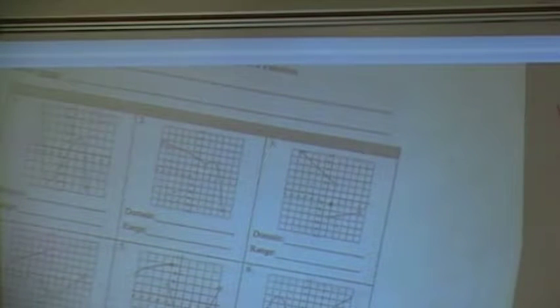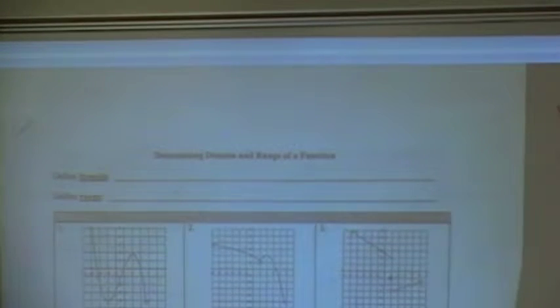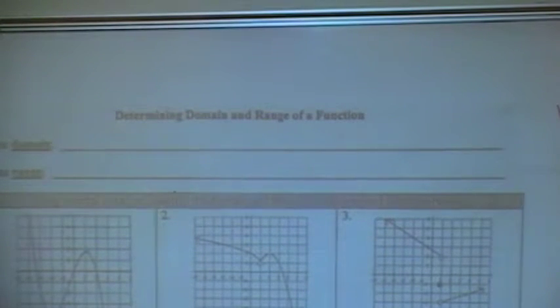You answers in just a second. Let me give you the specific definitions for domain and range. I know you've been doing domain and range forever, it feels like, but it's probably good to have an actual definition.